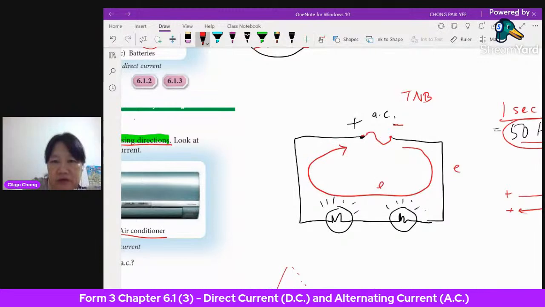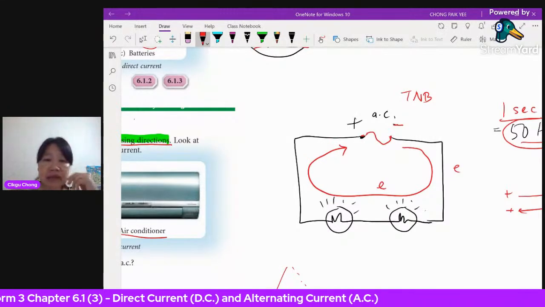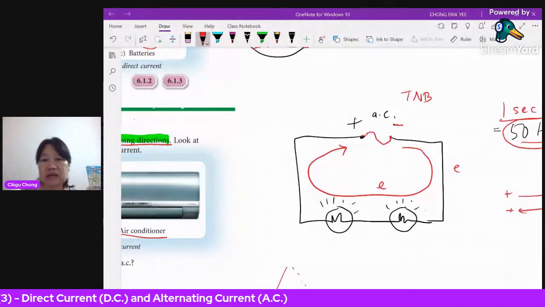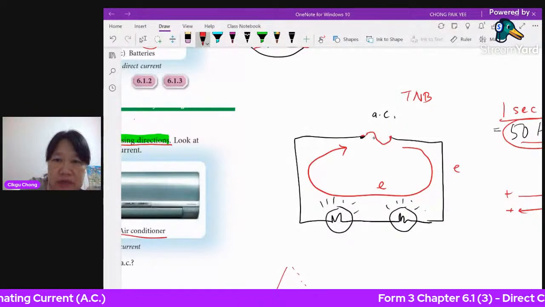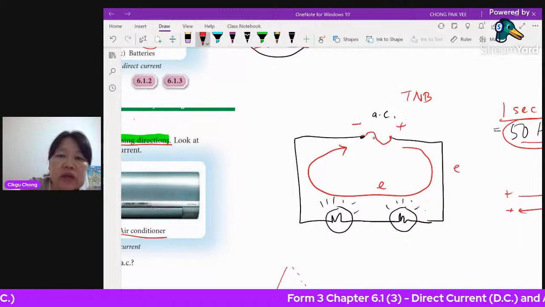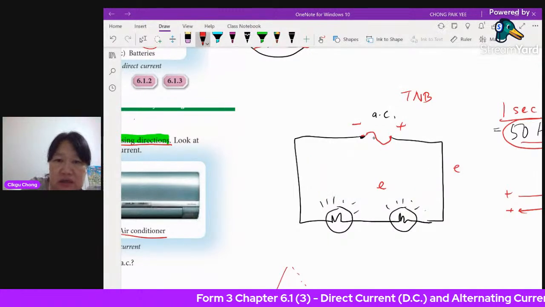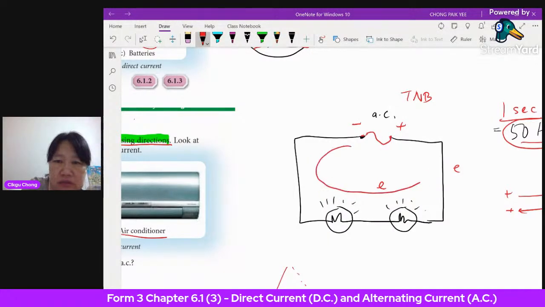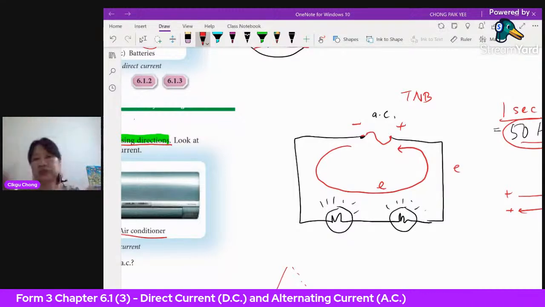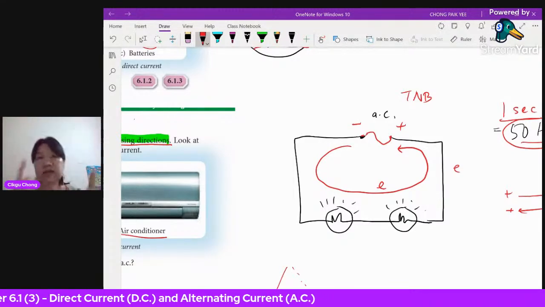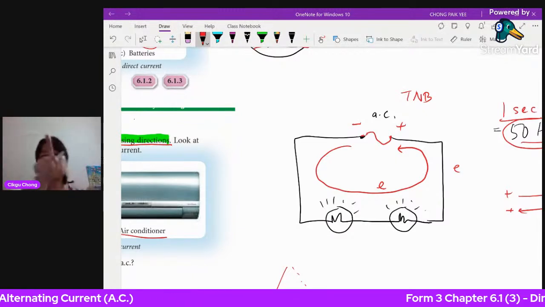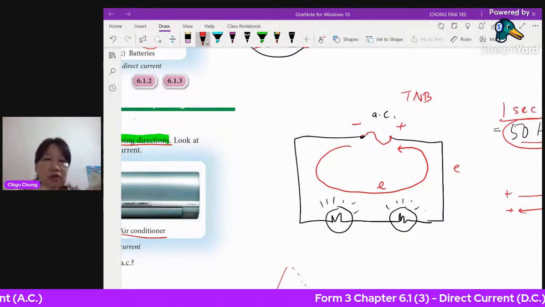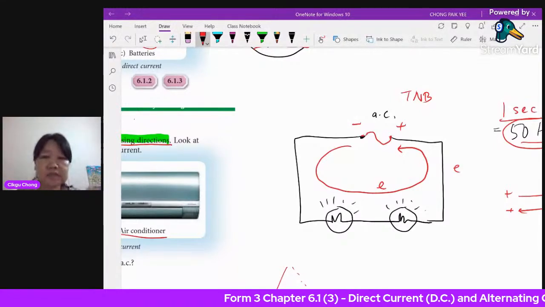Okay, this is the flow of electrons, right? And then immediately after that, the terminal here will switch. This one will become the negative, and this is the positive. So the direction reverses. Electrons flow this way back to here. So it switches, it goes this way. You look at my finger, right? It goes this way and that way and this way and that way. So it continuously changes direction.